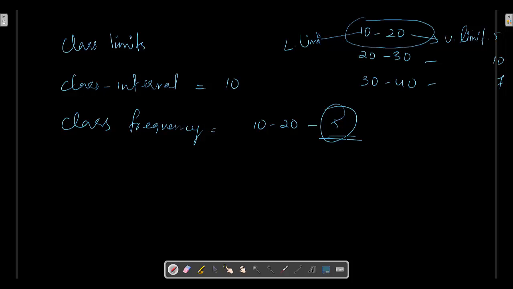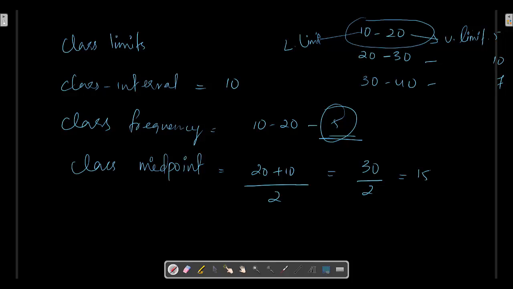And the midpoint, how do we find the class midpoint? To find the class midpoint, you take the upper limit plus the lower limit, that is 20 plus 10, divided by 2. If you add this up, you'll get 30 by 2, and it is 15. So our class midpoint here is 15. These are some points that you have to learn when we're talking about frequency distribution.